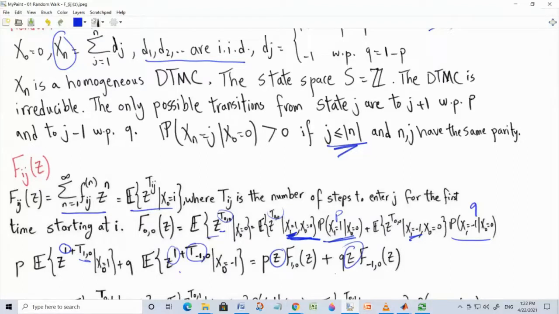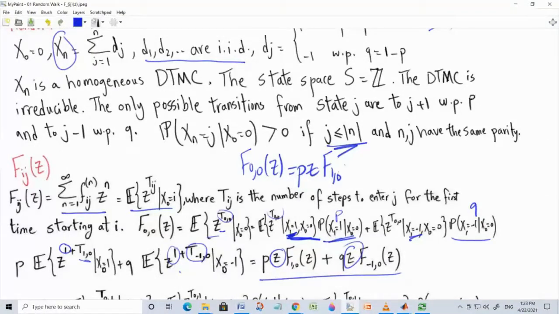Once you solve a number of problems, you will not have to write down these things in explicit detail, and you will find that you can write down something like this automatically. So you say F00 of Z, so it's like you are at 0, then with probability P, you go to 1, so that's one step. We are computing a generating function, so it's Z to the power 1, and now you are in state 1.